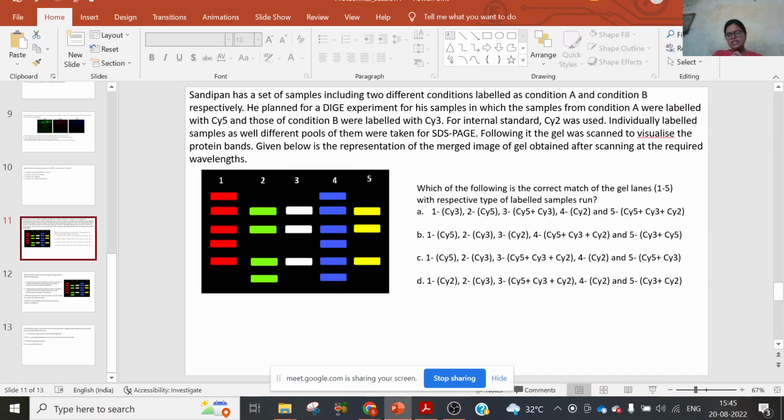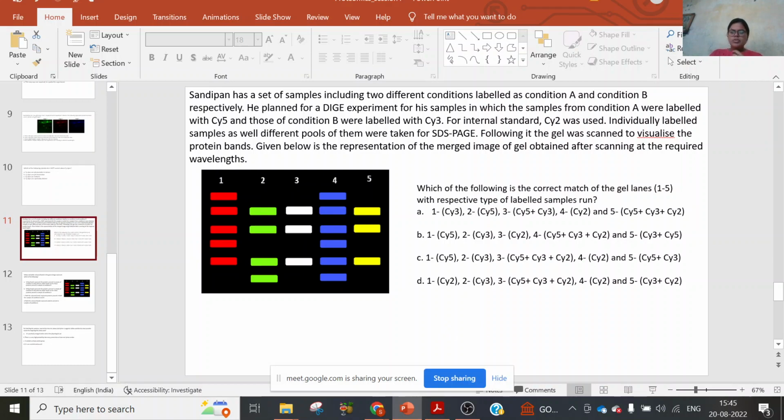First we will see these three and then the other two lanes. So for 4 it should be Cy2. That is mentioned in option C, option D as well. Option B, it is different. So in option D, the first is incorrect. So only in option C, lanes 1, 2, and 4 are correct.